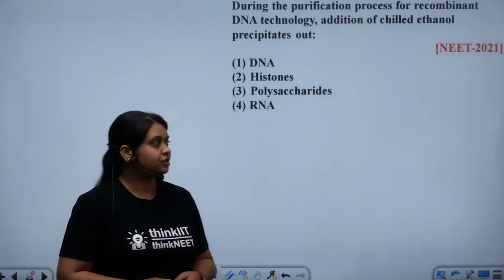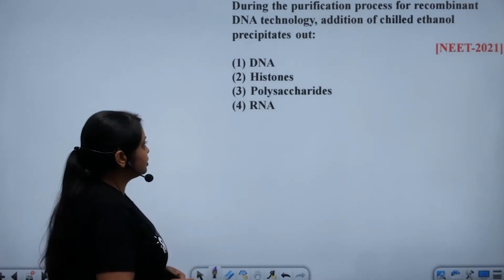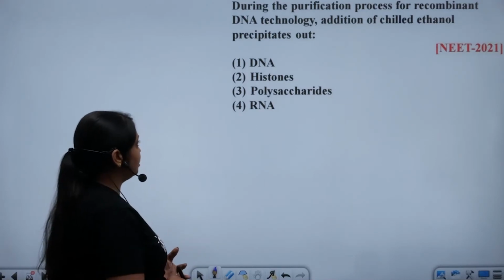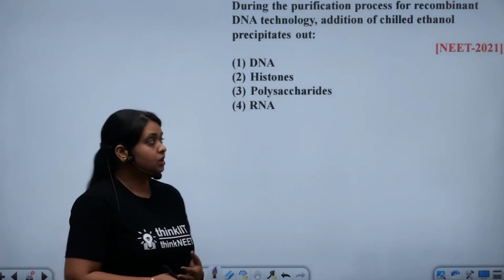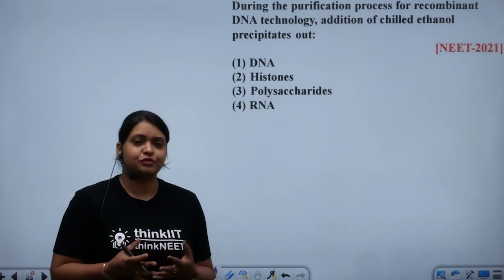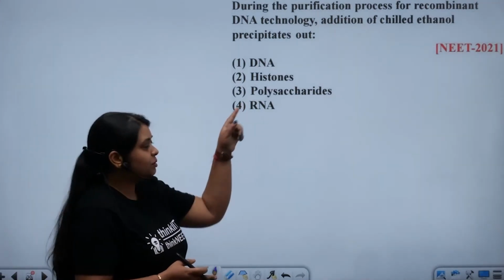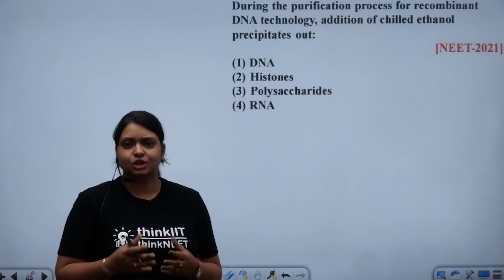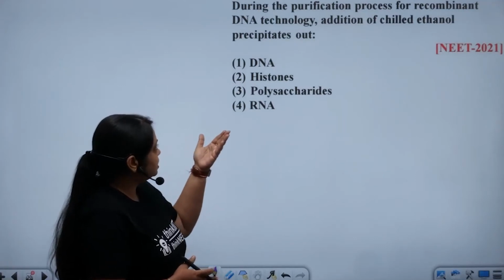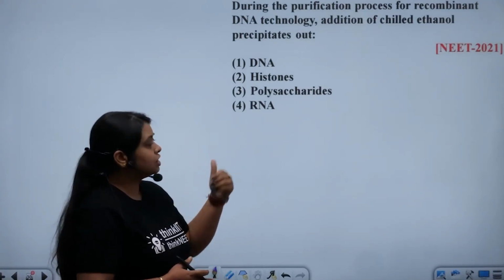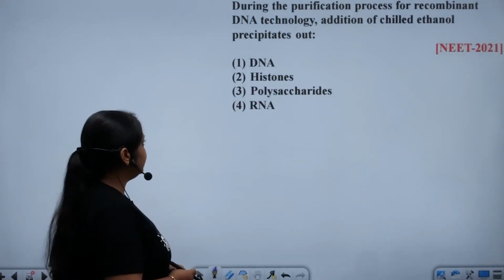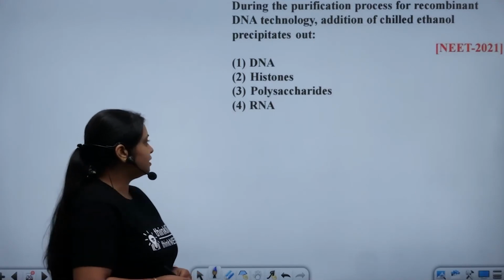Over to our next question: during the purification process for recombinant DNA technology, addition of chilled ethanol precipitates out what? Now, don't get confused by recombinant DNA technology, because some of you will get confused in that part. Actually, the question is very straight. They are asking, for purification of your DNA, the chilled ethanol is used to precipitate out what? So let's see the options. First option DNA, second histones, third polysaccharide, and fourth is RNA.